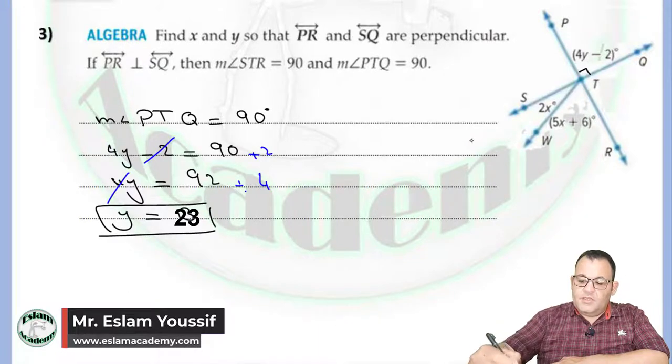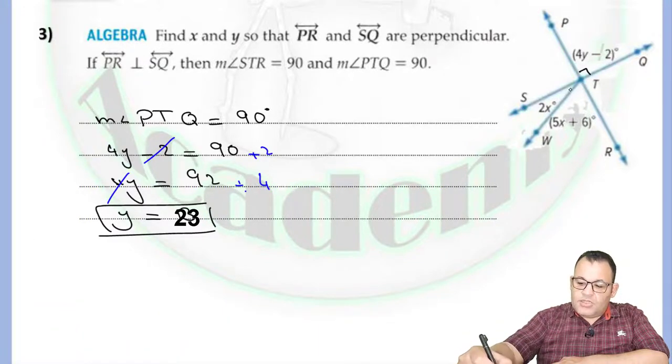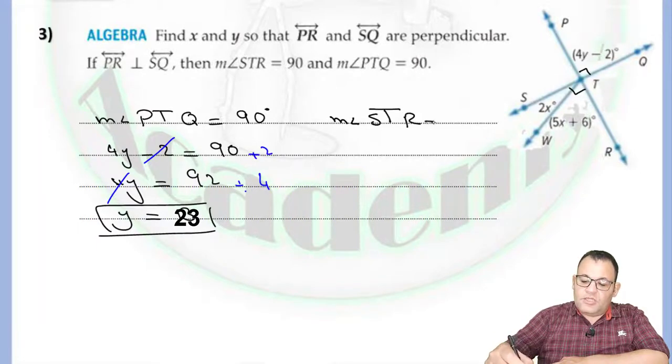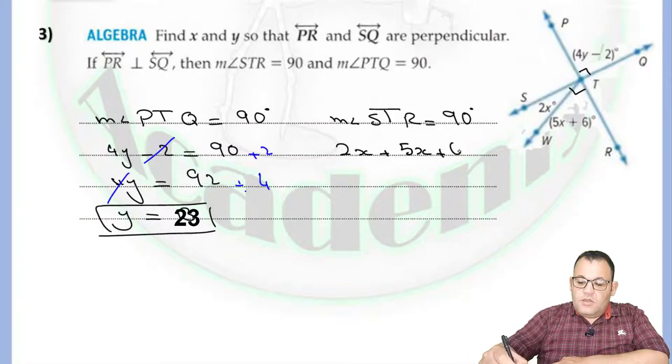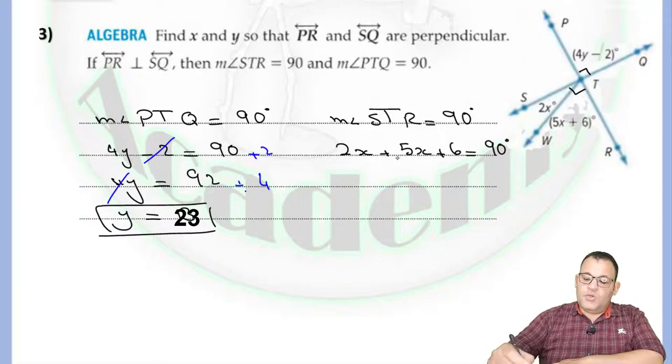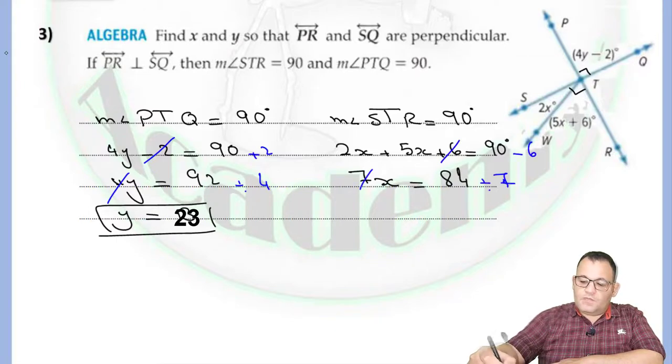Now we need to find x. We have angle STR equal to 90 degrees also. The measure of angle STR is formed from two parts. The first part is 2x, and the second part is 5x plus 6. If you add both of them, you will find that the answer equals 90. Now we need to solve the equation. So 2x and 5x equals 7x. So 7x equals 84, by subtracting 6. Now I will divide by 7. It means x equals 12. And that is the value of x.